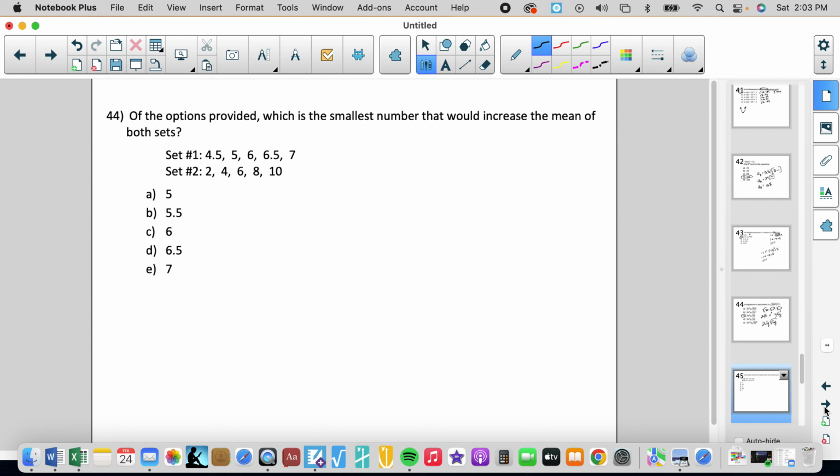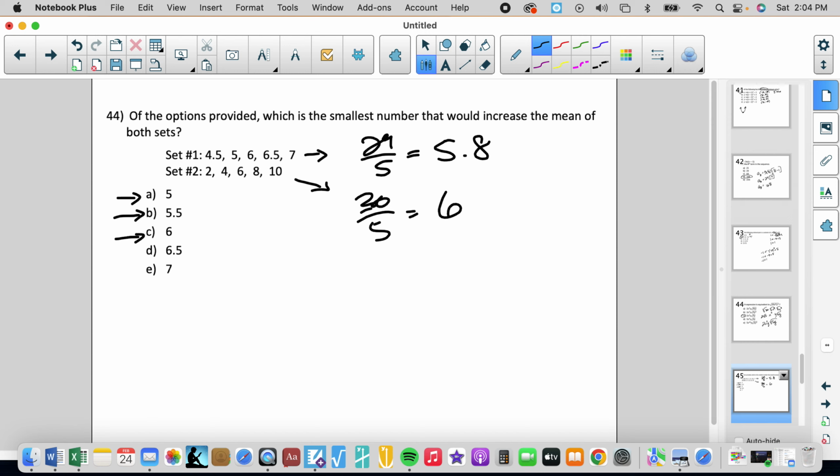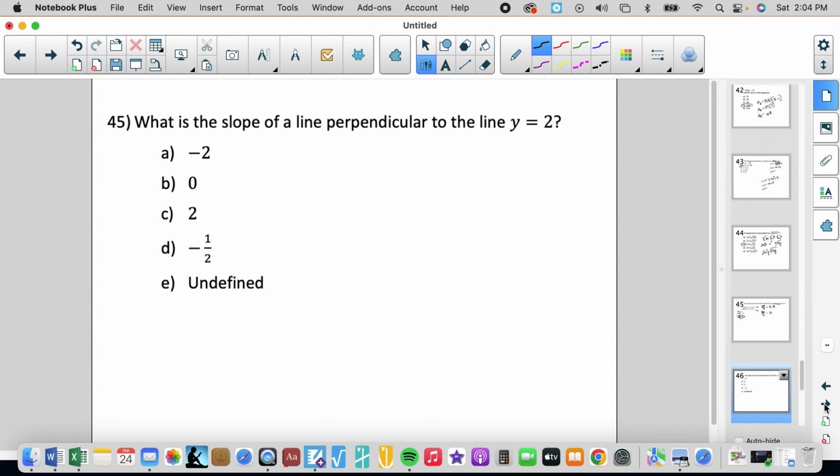That would be nice. Of the options provided, which is the smallest number that would increase the mean of both sets? So let's add up all those. 4.5 plus 5 plus 6 plus 6.5. That's 11, 11 is 22. That's 29 over 5, because there are 5 numbers. That gives us 5.8 as an average. 2 plus 4 is 6 plus 6 is 12 plus 8 is 20 plus 10 is 30. Also 5 numbers, gives us a mean of 6. So if we throw 5 in there, that's not bigger than 5.8 or 6. That's not bigger. 6 would not move the mean. It has to increase. So 6.5 would be our first number. Both 6.5 and 7 would, but it wants the smallest. So that would be 6.5 of the given.